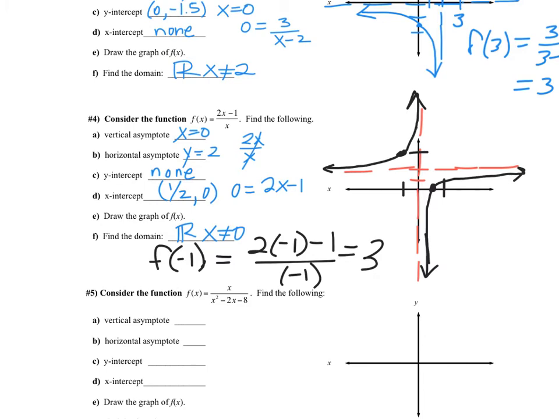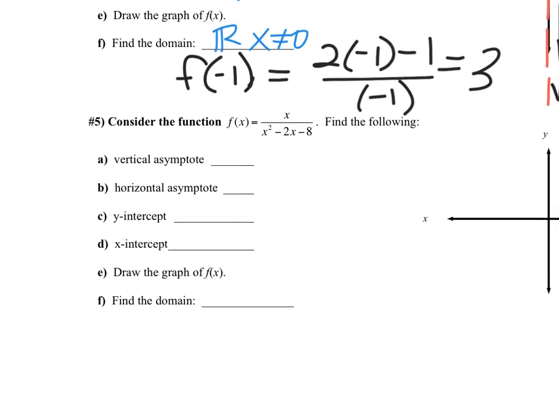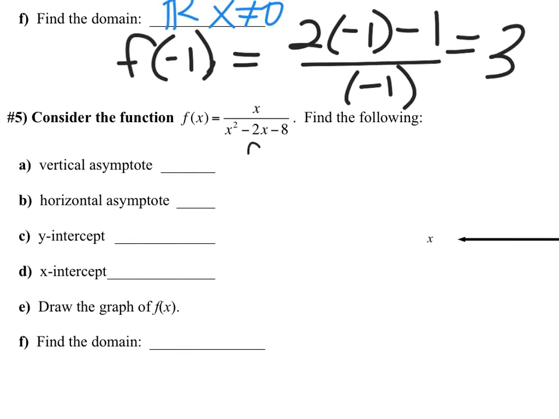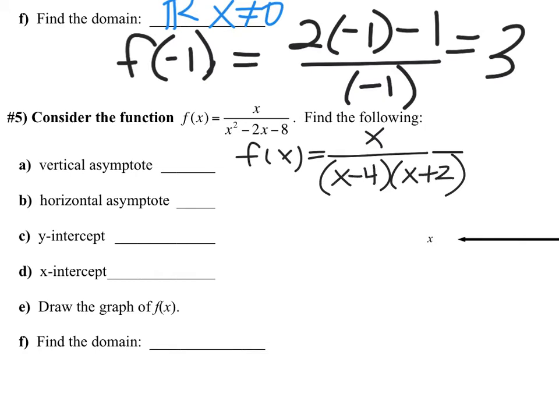Ooh, the next one looks tough. Let's do it. All right, so the next one, vertical asymptote, horizontal, we're going to go through the whole thing. First thing you want to do is factor, because we're trying to find the zeros of the denominator. So if we factor, we have x up top. In the denominator, we have what times what is -8 and adds up to -2? -4 and +2. Do any of those reduce with the top? No, there are no repeats from the top and bottom, so there are no holes in the graph. So these are both vertical asymptotes. Our vertical asymptotes are x equals 4 and x equals -2.